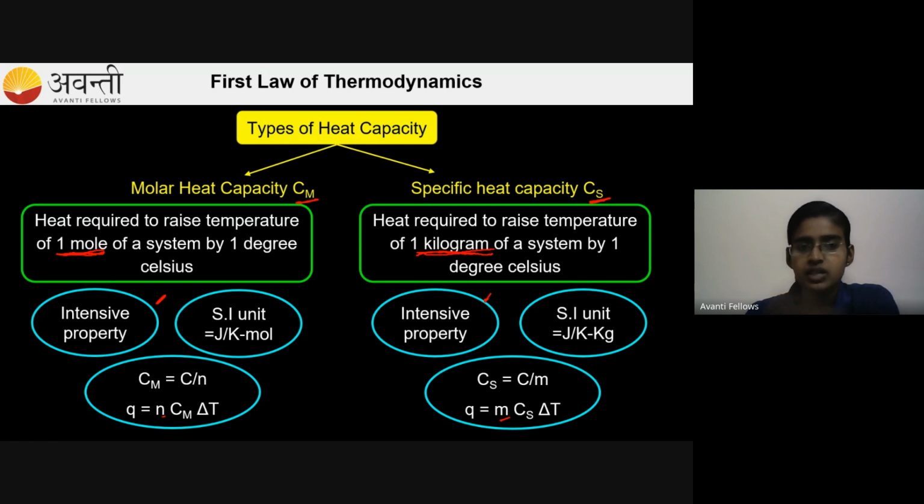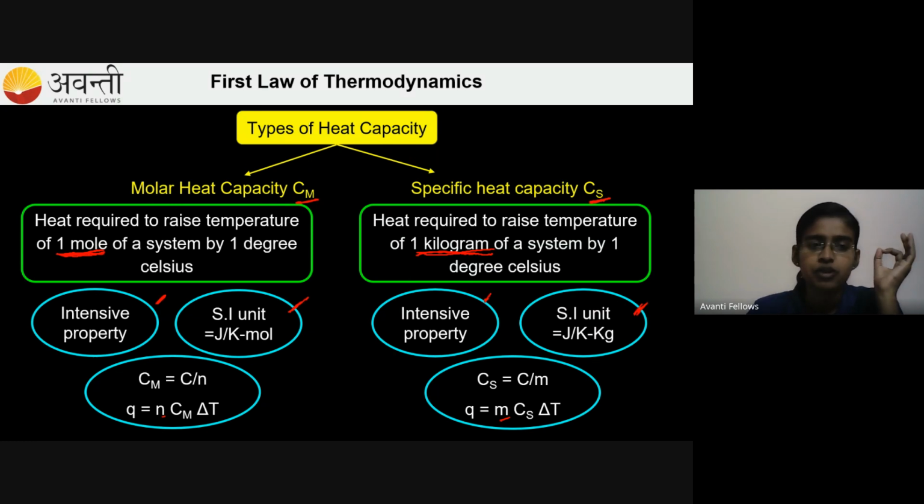Coming to the properties, both molar heat capacity and specific heat capacity are intensive. Intensive means even if you change the size of the system or the quantity, the property will remain the same. The SI unit for molar heat capacity is joule per Kelvin per mole, because it is for 1 mole, and for specific heat capacity, since it is for 1 kilogram, it is joule per Kelvin per kilogram.